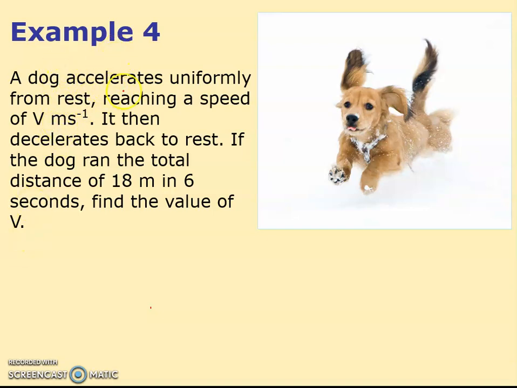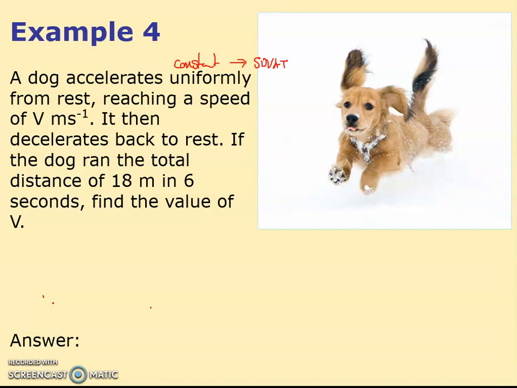So we've got example 4: a dog accelerates uniformly from rest, and that just is a posh way of saying it's got a constant acceleration, which is a posh way of saying we can use SUVAT. That's worth knowing that. So we're going to use SUVAT. Reaching the speed of v, it then decelerates back to rest. The dog ran a total distance of 18 in 6 seconds. Find the value of v.